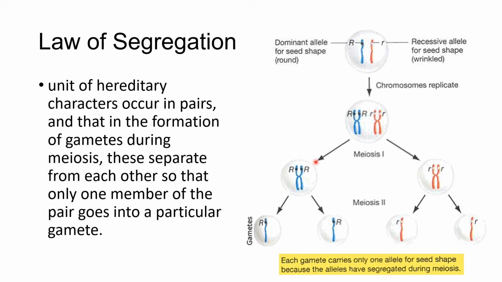So in simpler terms, the law of segregation means that the members of the gene pair, say this dominant R and this recessive R, separate or segregate into gametes formed by an individual such that half will carry one member of the gene pair and the other half will carry the other. So that is the law of segregation. Our genes segregate. So each gamete carries only one allele for seed shape because the alleles have segregated during meiosis.